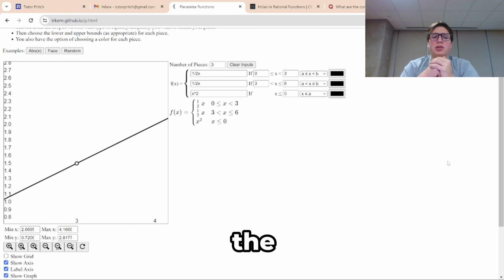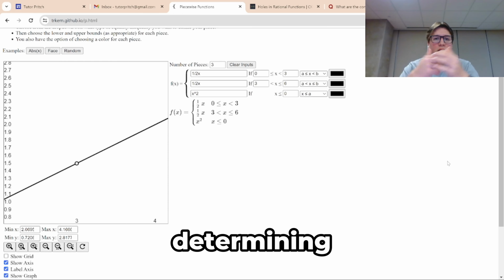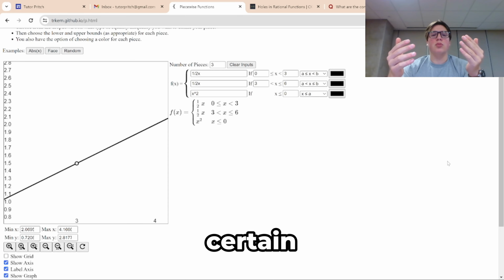As we keep going through the material, you'll see how what we just did relates to determining if a function is continuous at a certain point or not.